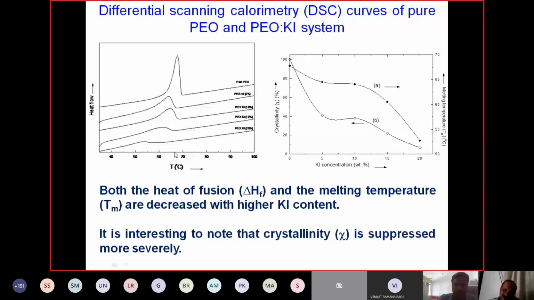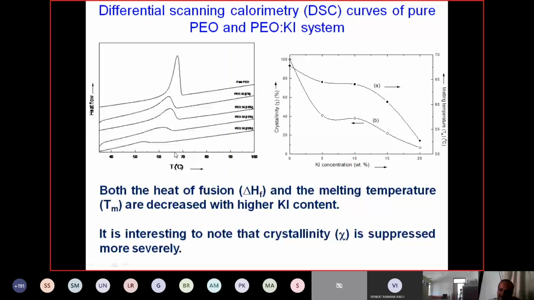Based on this area, when we compare with these areas, we can calculate the crystalline nature also. We are assuming that this area is 100% crystalline, but it's not perfectly crystalline, we are just assuming it. Then by calculating these areas as a ratio with this, we can calculate the crystallinity. You see here, crystallinity on this axis, then melting temperature on this. This is the melting temperature. When we increase the salt, the melting temperature is decreasing, so the crystalline nature is also decreasing.